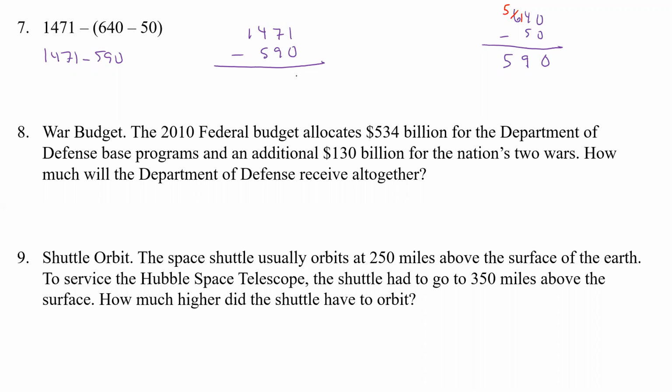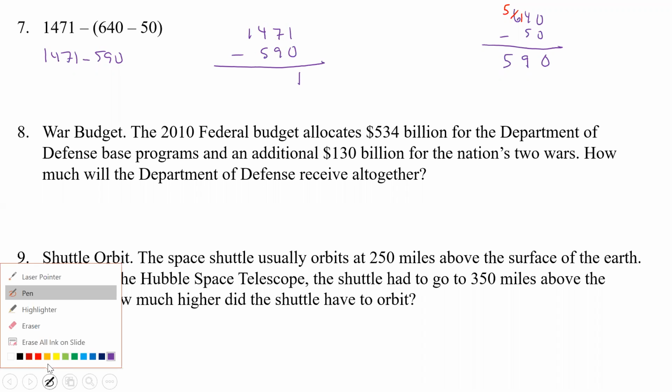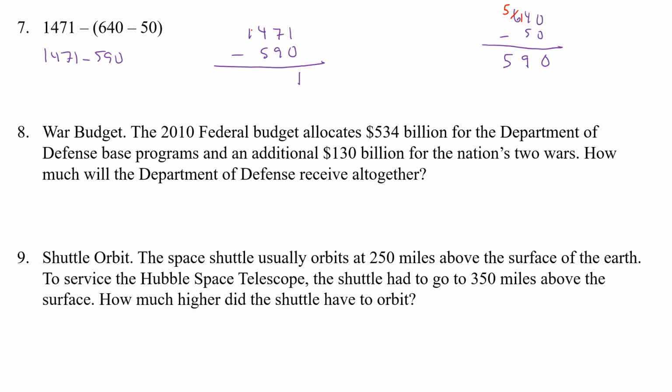Well, 1 minus 0 is 1. Well, here that's smaller, so we can't do that. Well, this one's smaller too, so we have to go clear to the beginning and borrow 1 here. So 1 now becomes 0. This becomes 14, but we still have to borrow here. So now it becomes 13, and now this is 17.